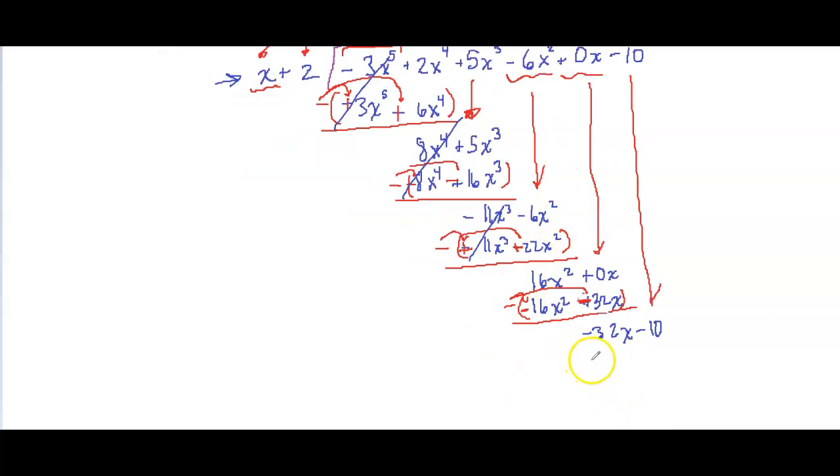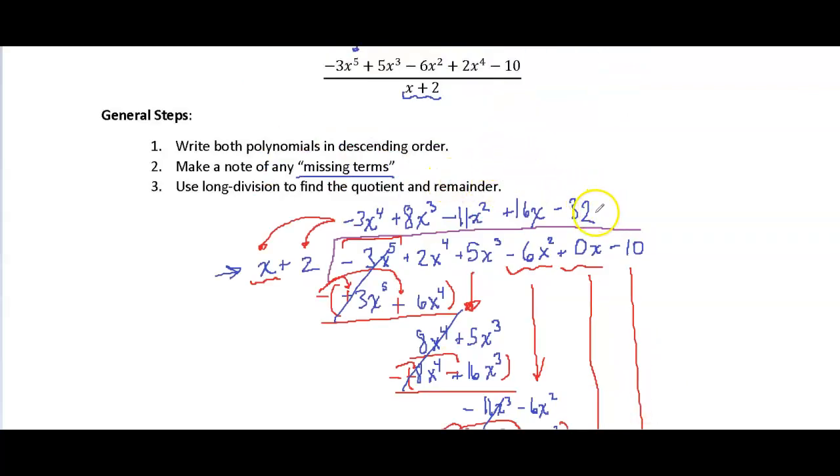Multiplying by the negative 32 will get us negative 32x plus 64. Sorry, that is minus 64. Remember, multiplying the negative 32 by positive 2. So that would be minus 64. And then we get in there and subtract. Distribute. Now we have positive 54 as our remainder.